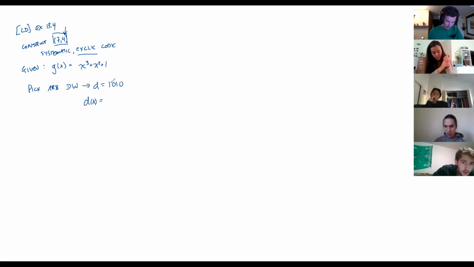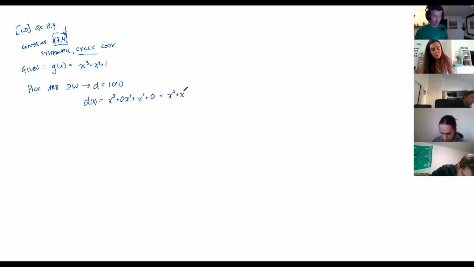Remember, we're doing the bits become coefficients. So this is x to the 3 plus 0 x to the 2 plus x to the 1 plus 0 x to the 0. So without all the extra stuff, that's x to the 3rd plus x.